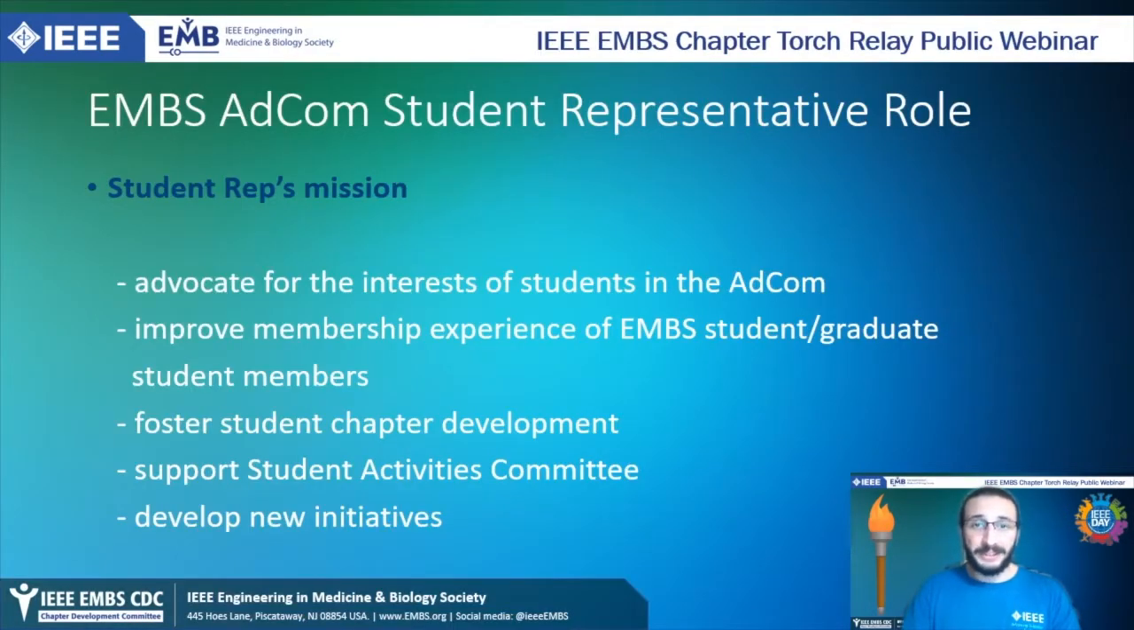But first, I would like to talk about my role and responsibilities as a student representative. The Administrative Committee is the steering committee of EMBS. This is where the decision-making takes place and all the motions are voted on. My job is to represent and advocate for the interests of the students at the AdCom.